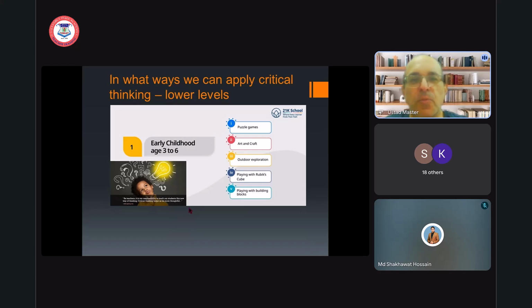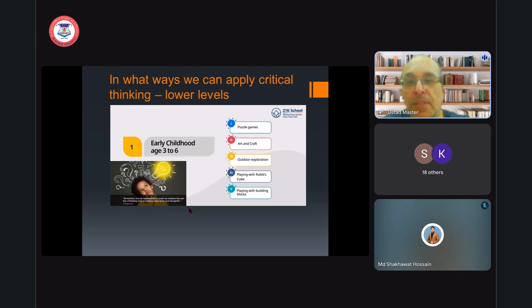Okay, so the first one is that maybe I have right now in the audience KG teachers. So here are the activities that you can use. For example, a puzzle game. You can use art and craft. Maybe it's an outdoor exploration. What about Rubik cube? Or playing with building blocks.